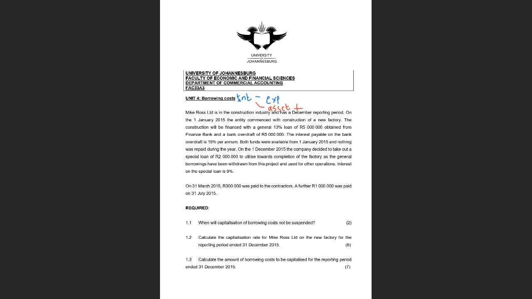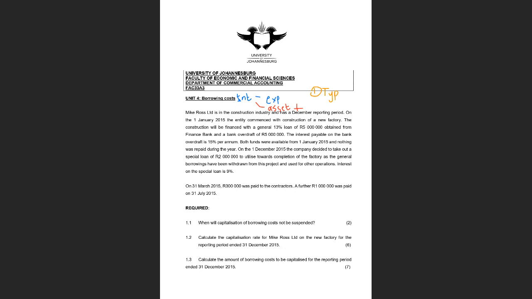The rules that you've learned are: what is a qualifying asset, when should you start capitalizing, when should you stop capitalizing, and when should capitalization be suspended. All of that is theory which you would have covered in class. But when you're looking at a borrowing cost question, the first thing you should do is determine what type of borrowings it is.